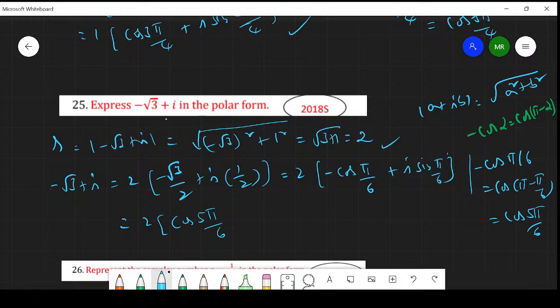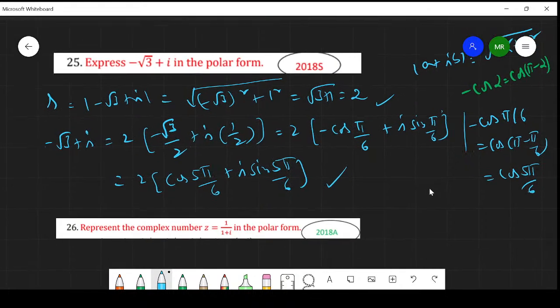Because the given complex number is in the second quadrant, plus i sin pi by 6. So this is the polar form of the complex number. Clearly we know that minus root 3 plus i, minus root 3 comma 1, will be in the second quadrant, cos is negative, sin is positive, cos pi by 6 plus i sin pi by 6. I hope you understood this. Now, this is an easy way to write the polar form.